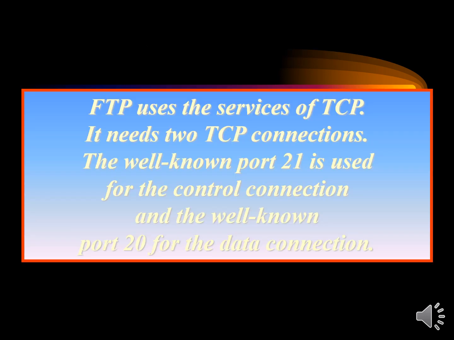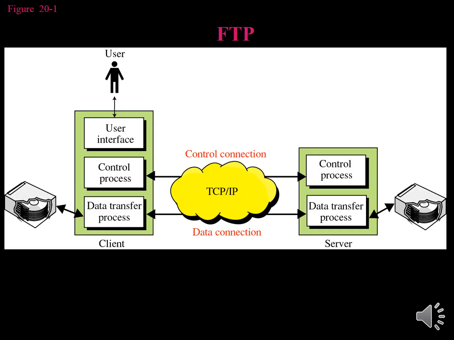FTP uses the services of TCP, transmission control protocol. So it needs two TCP connections. The well-known port 21 is used for control connection, 20 is for data connection. File transfer protocol: the user interface, control process. The control connection will be through TCP/IP, control process and data transfer process.